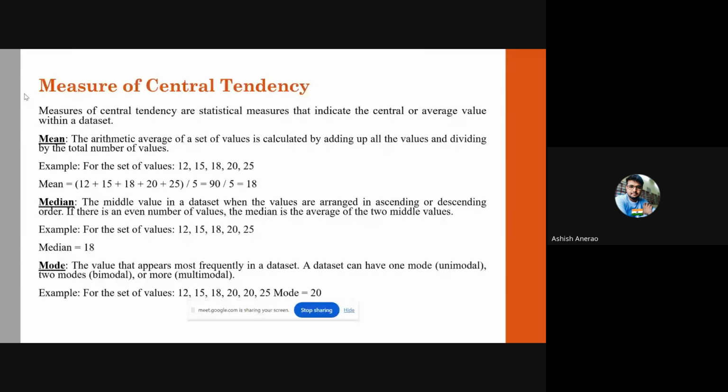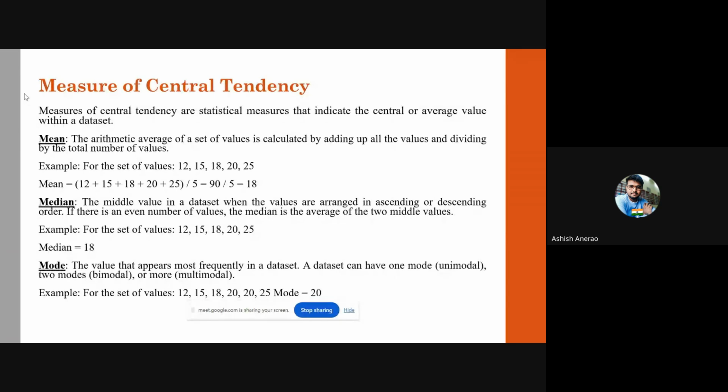One is mean, median, and mode. So mean is nothing but arithmetic mean. There are also two types of mean: geometrical mean and harmonic mean. But due to time, I just take one. That's the arithmetic mean or general mean, or आपण त्यालाच average म्हणतो.